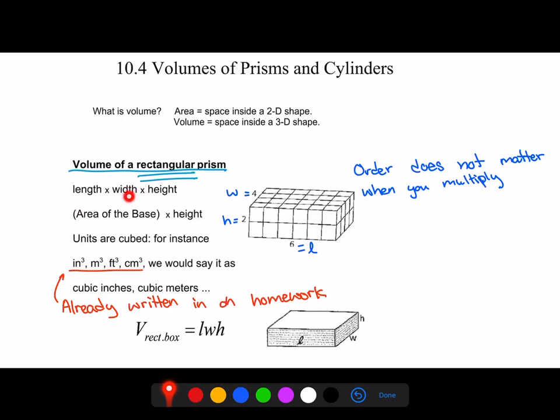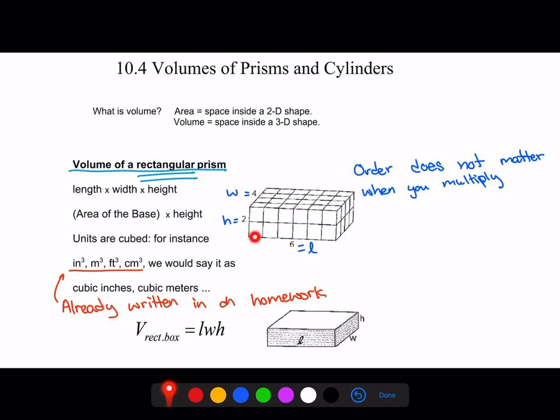Now this length times width, we can go ahead and shorten that into the area of the base. So if I find out the area of this top base here, that is length times width. And then I just take that area of the base and I multiply it by how long our prism is. Well, our prism is 2 here, so I'd multiply that area by 2.